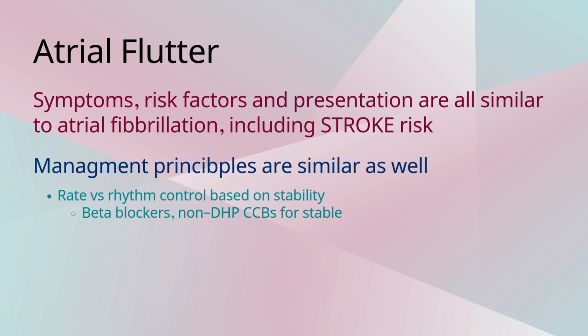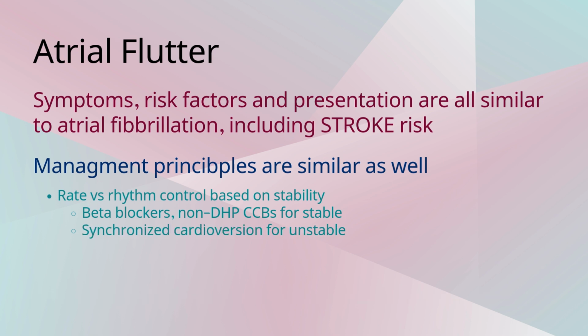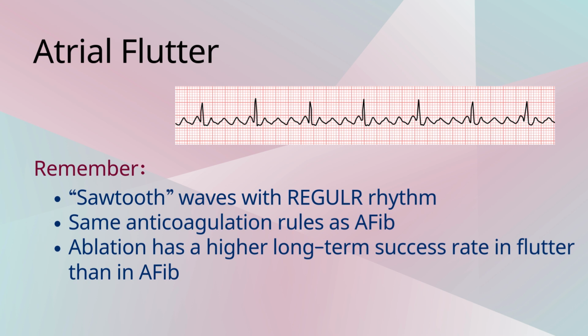But something to note for atrial flutter is that catheter ablation is often more effective than it is for AFib. Unstable patients are going to require synchronized cardioversion, and anticoagulation use is also guided by the CHADS-VAS score. Again, same as for AFib. So for atrial flutter, remember sawtooth waves with a regular rhythm, same anticoagulation rules as for AFib, and remember ablation has a higher long-term success rate for atrial flutter, especially compared to that for AFib.